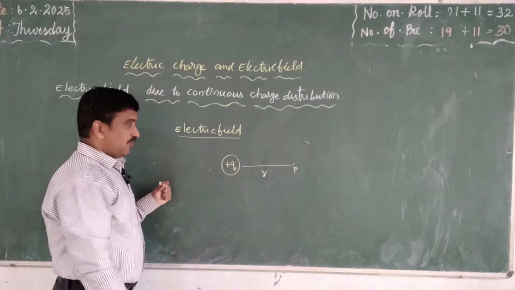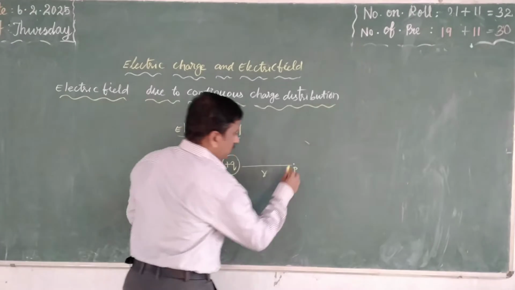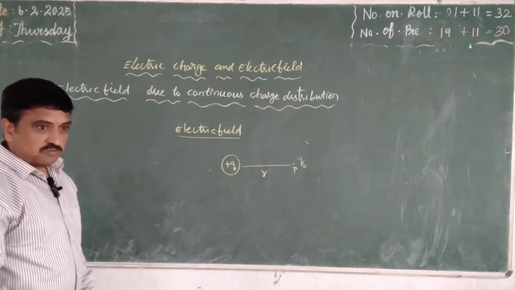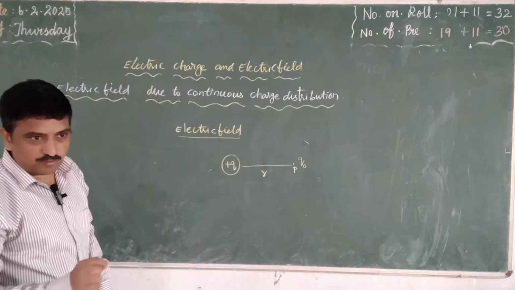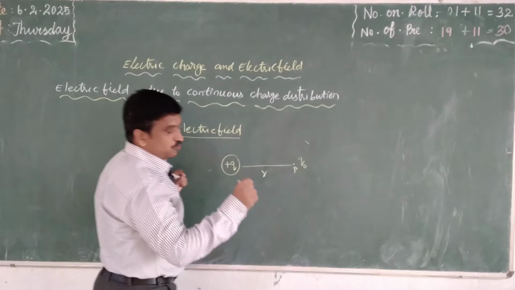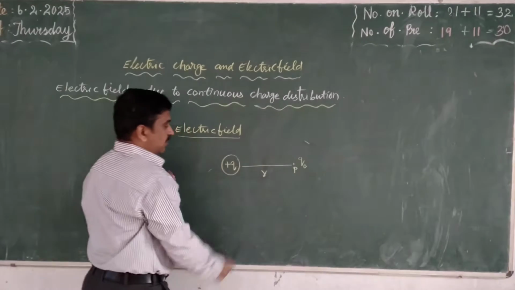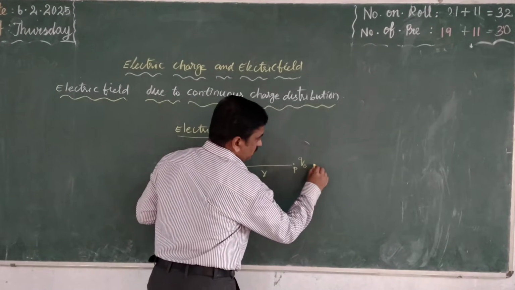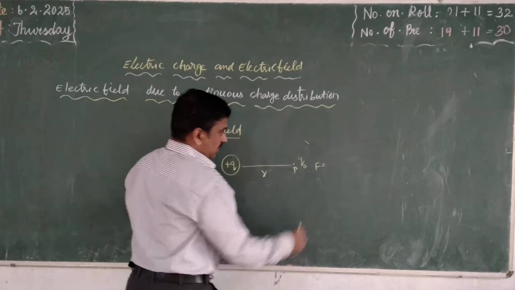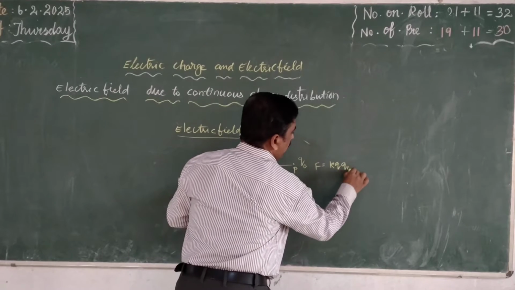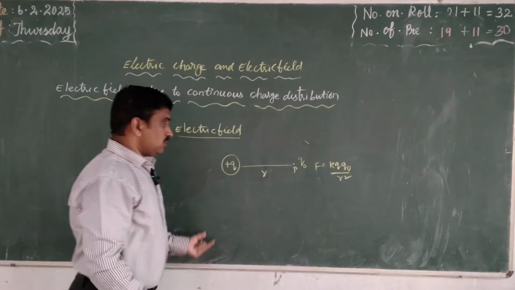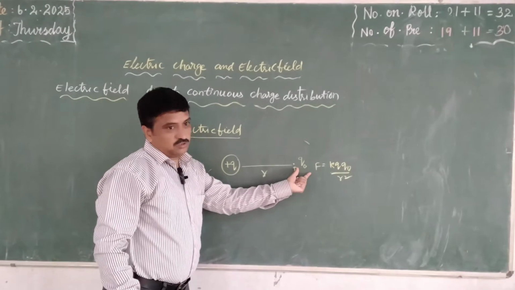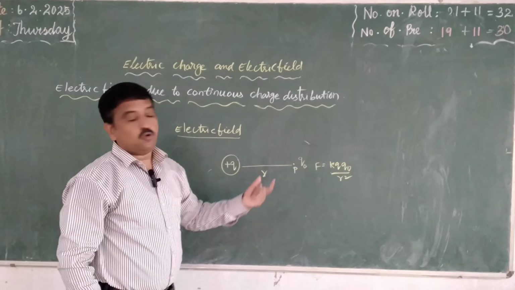For finding the electric field, we can place one test charge Q naught. Q naught is the test charge, which is very small and does not form any electric field. It is always positive. This positive charge exerts some force on it, so that force is F equal to K Q Q naught by R square. The force due to plus Q exerted on the test charge, divided by the test charge, gives the electric field.